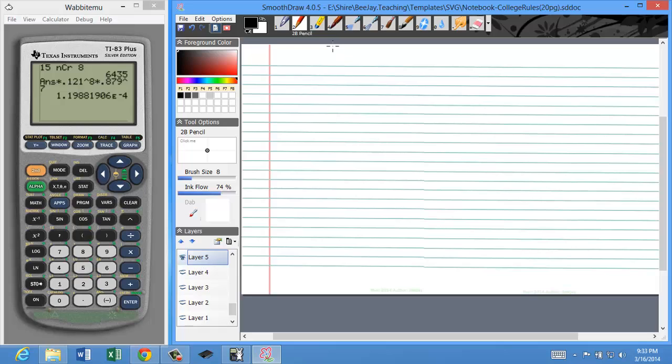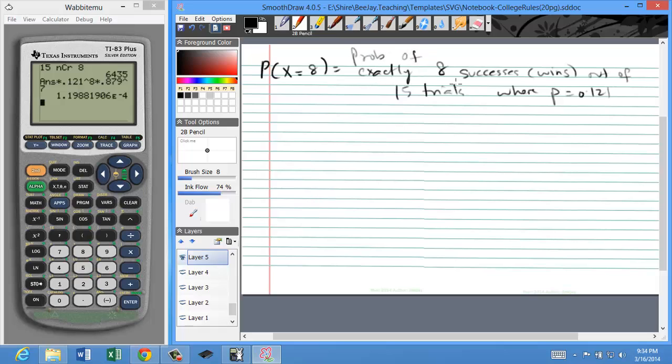So probability of x equals 8. In other words, you win exactly 8 successes out of 15 trials where P is 0.121. It's the probability of exactly 8 successes out of 15 trials where P is 0.121.